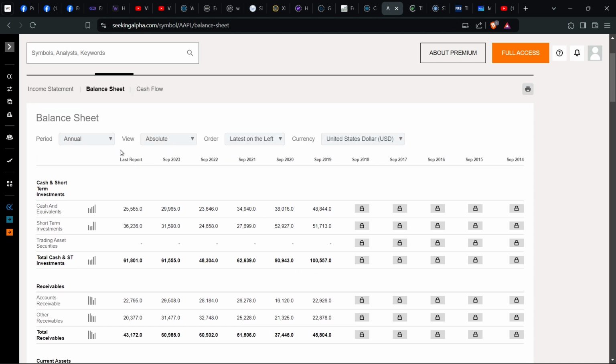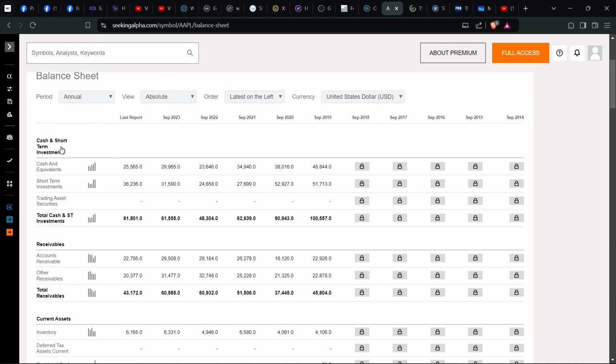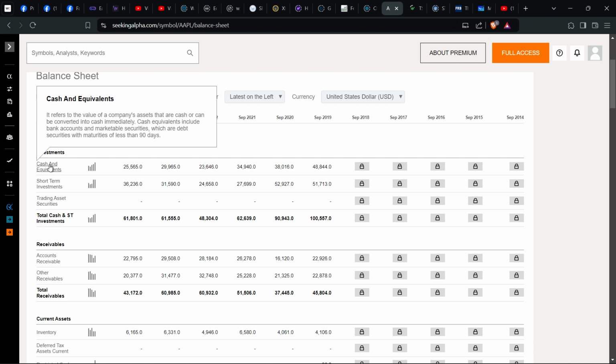Now let's begin. This is the assets part. Assets, cash and short-term investments. Cash and cash equivalents. There's a definition here. It refers to the value of a company's assets that are cash or can be converted to cash immediately. Cash equivalents include bank accounts and marketable securities, which are debt securities with maturities of less than 90 days.